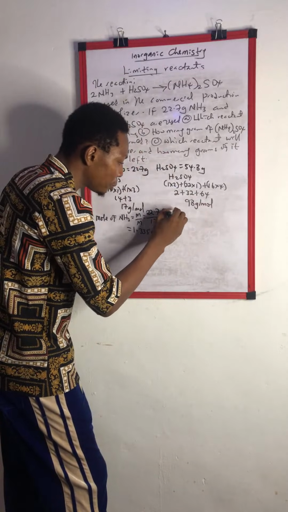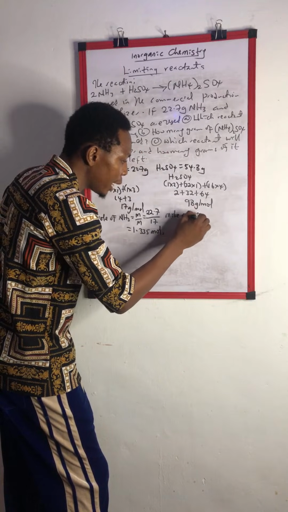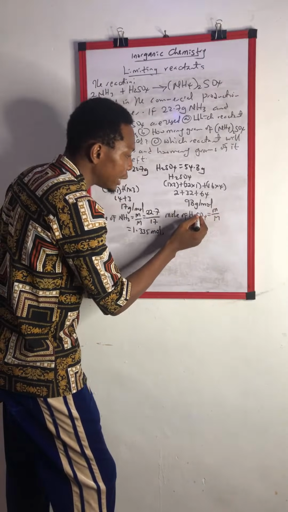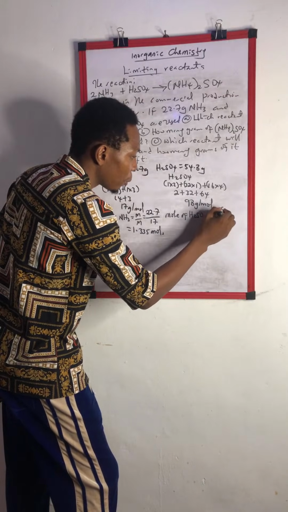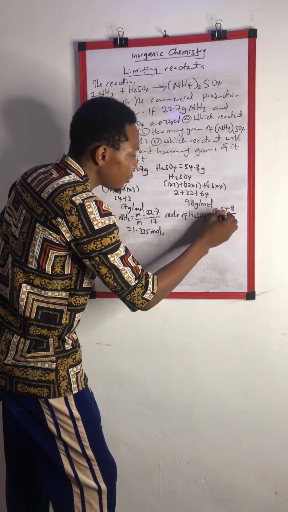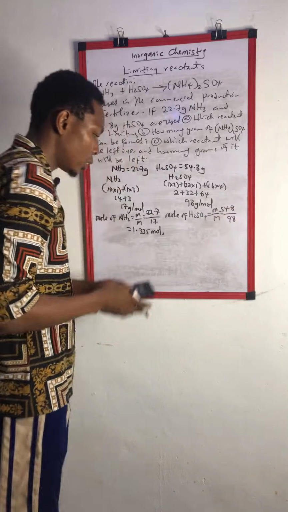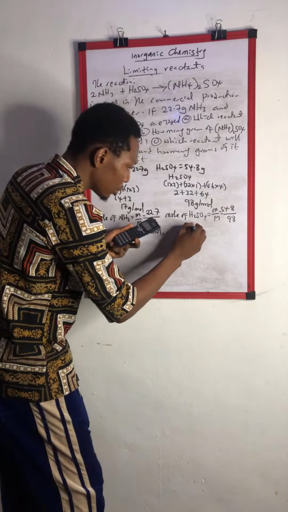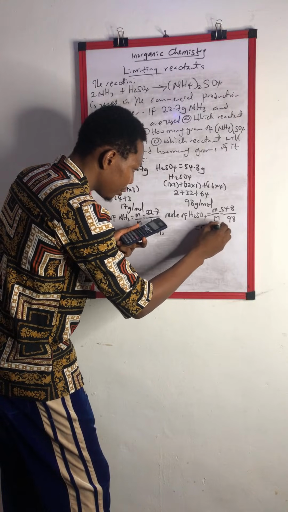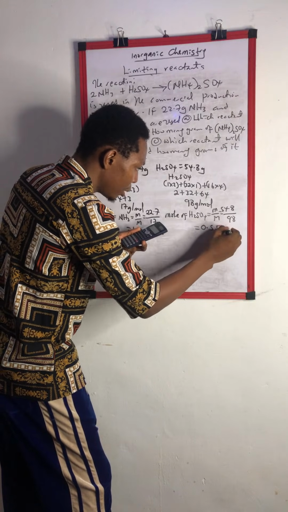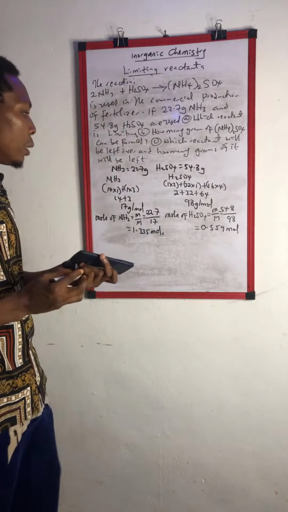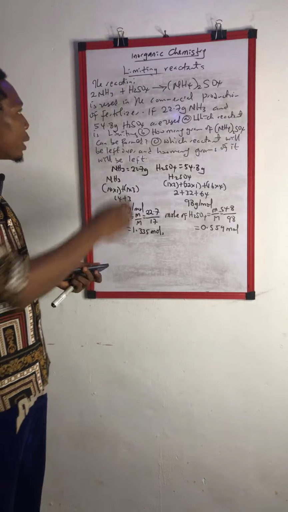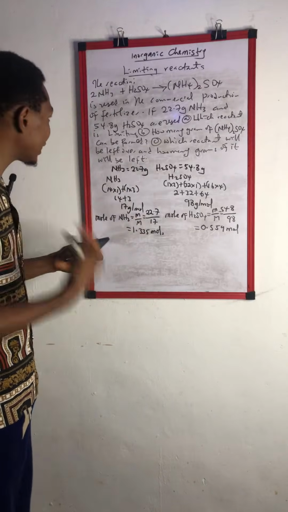So the mole of H2SO4. Remember, it's mass over molar mass. So the mass of it is 54.8 divided by 98. So 54.8 divided by 98 is going to give us 0.559 mole. So we've gotten the mole of this and the mole of ammonia. So the next step, we work with the reaction. We are working with the reactant side.